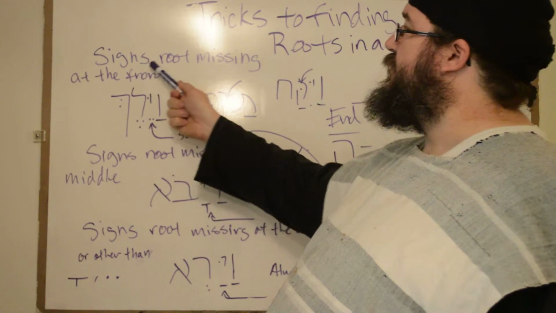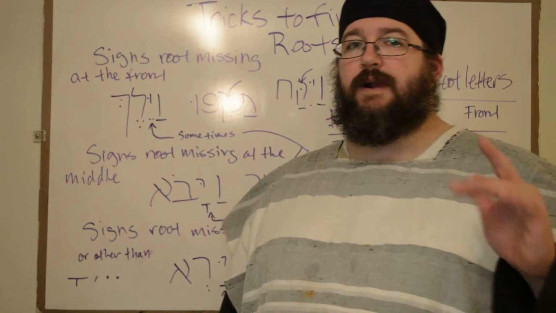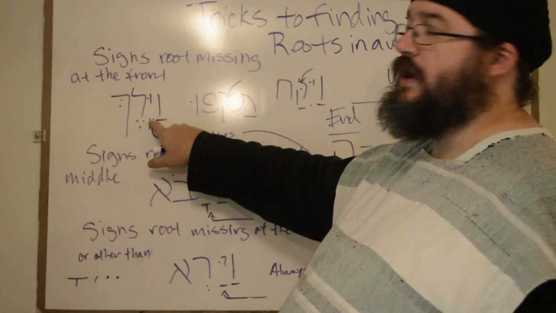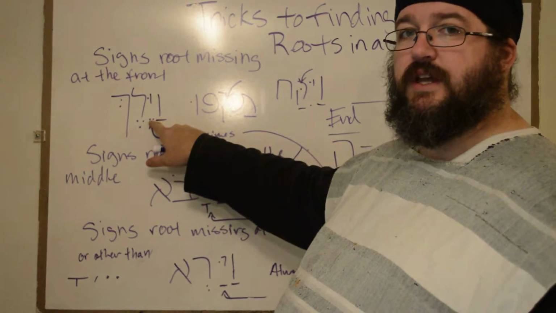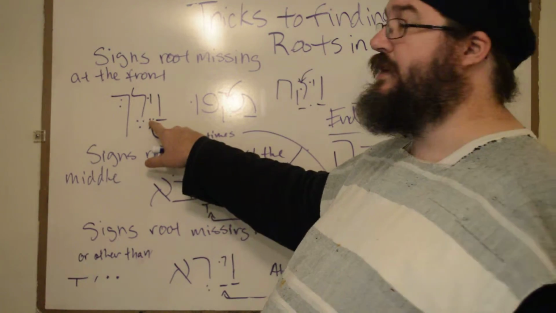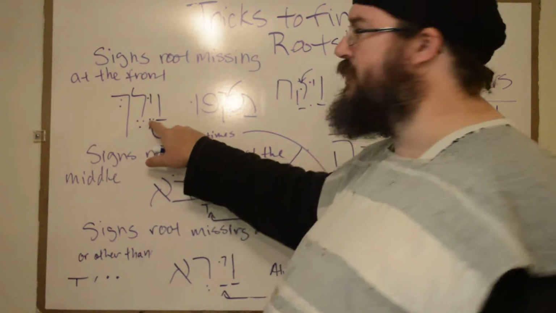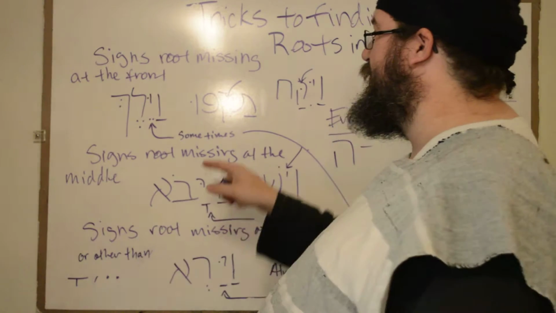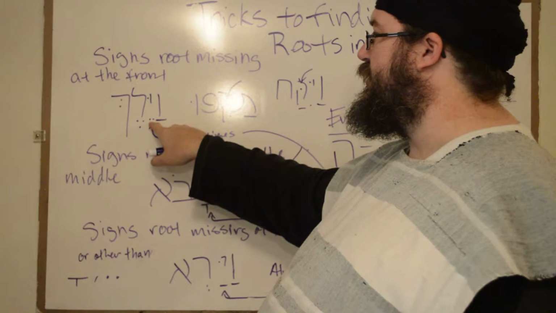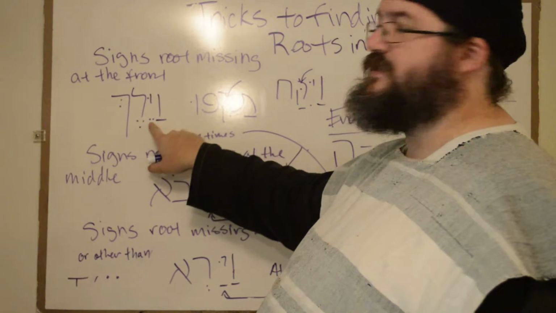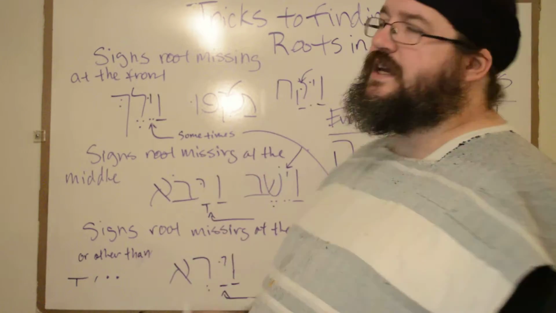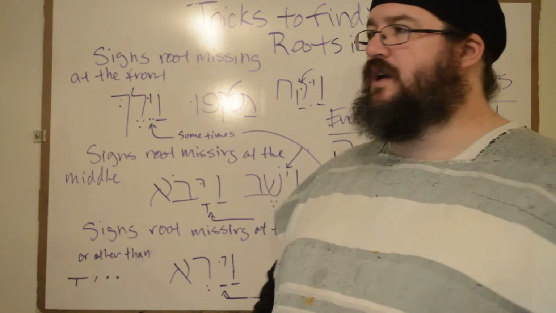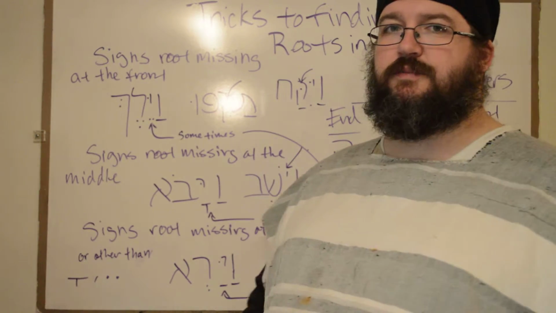So how can you tell if the sign of the root is missing in the front? Here's one of the tricks. Number one, look under the first pronoun, the pronoun that is connected to our verb. When we look under it and find that the verb's pronoun has a tzere, this is an indication that it's very possible we're going to be looking for a root letter that's missing in the front.